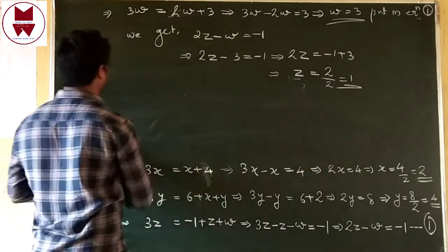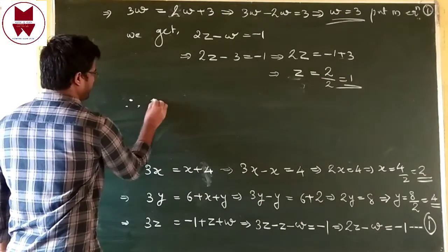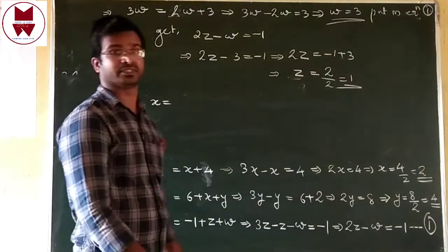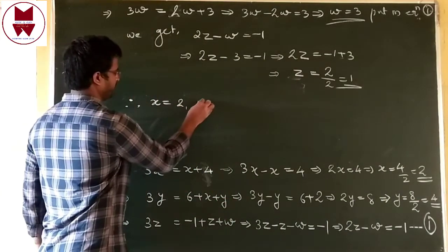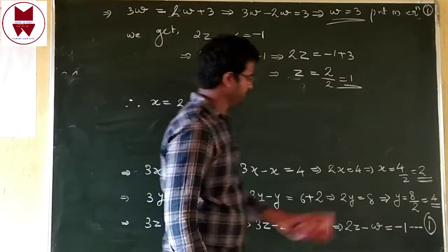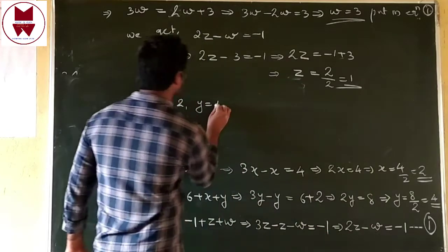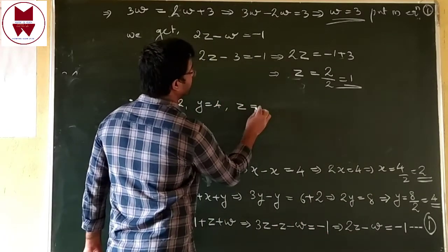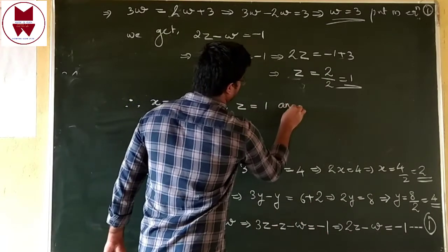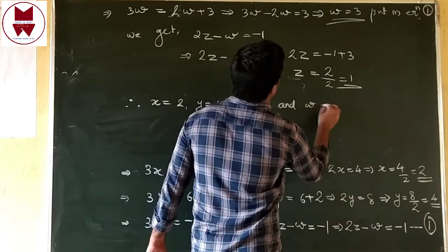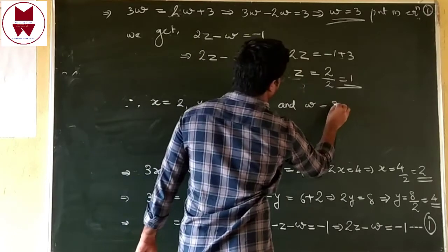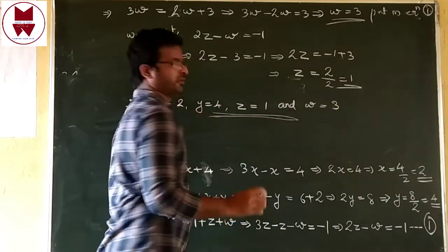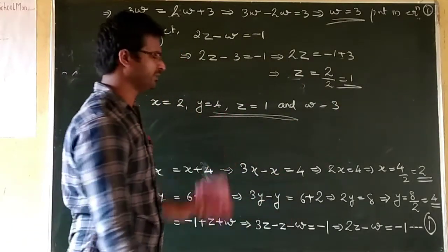We can rewrite again. First x: what is the x value? x is 2, isn't it? Then y: y is 4. Then z: z equal to 1, and last w equal to, how much did you get? 3. We got all the values, that is our answer.